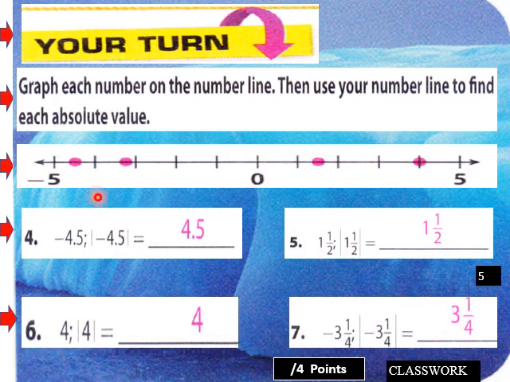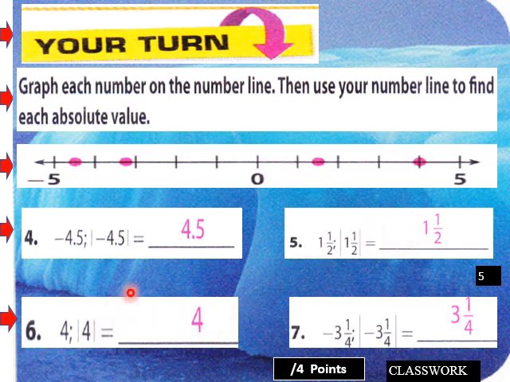And then these would be your plots here. Negative 4.5 would be here. So how far is it from 0 to negative 4.5? It would be 4.5. And then for 5, here is 1 and 1/2, which would be here. So how far is it from 0? Even though it's to the right now, it's 1 and 1/2. So that would be your absolute value.